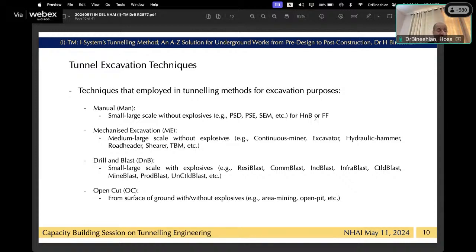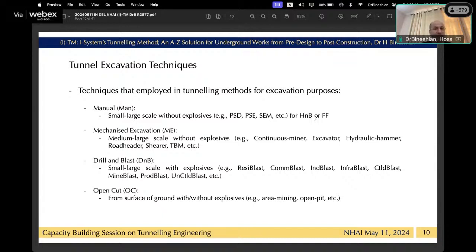You may have heard from many people who have worked in the metro, when you ask what is your tunneling method, they say TBM. This is absolutely incorrect. TBM is not a tunneling method. The tunneling method in metro using TBM is the conventional tunneling method, and the machine being used is TBM, tunnel boring machine. So tunnel boring machine is not a tunneling method. It is a machine used in conventional tunneling method.